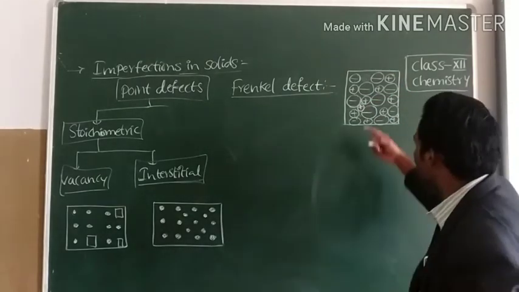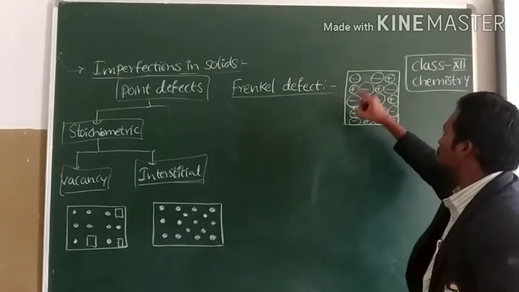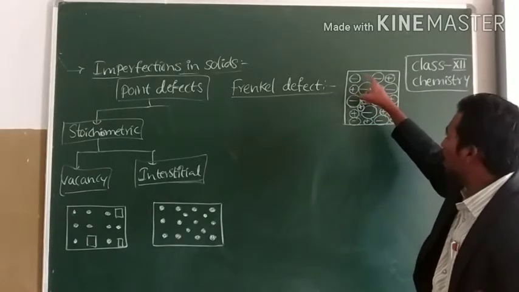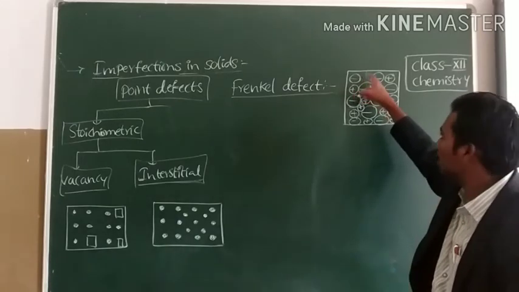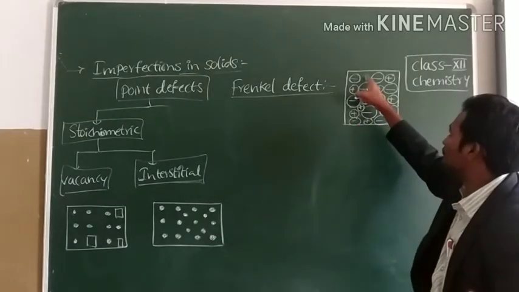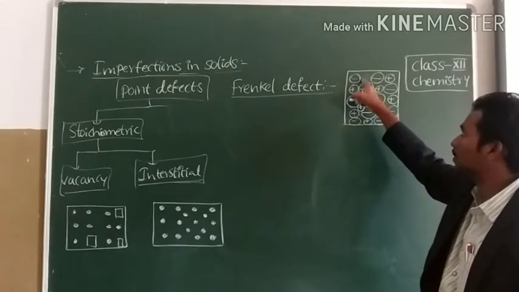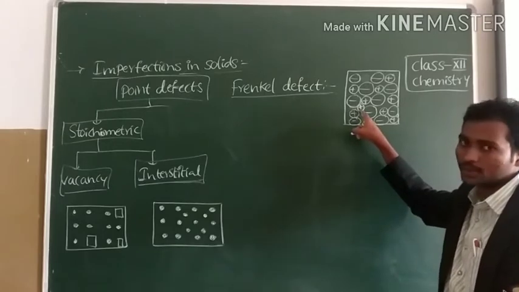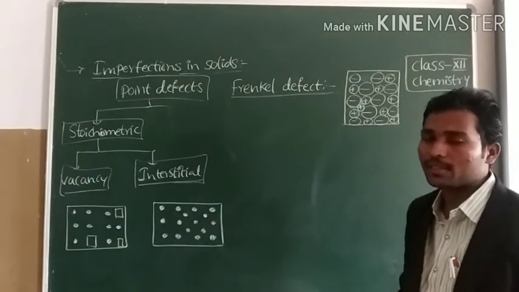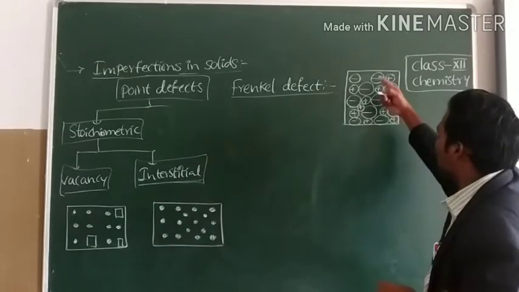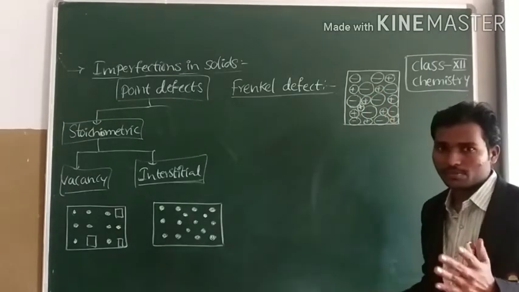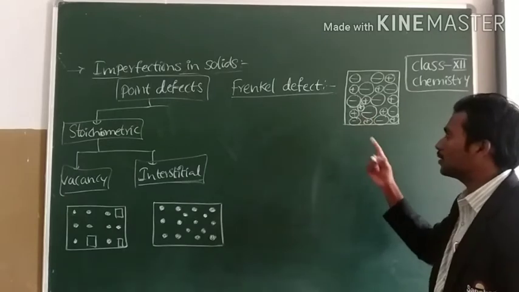Now, during this dislocation, it causes vacancy defect at its original site because there is no ion present here. So at the original site it causes vacancy defect, and at the new site it causes interstitial defect because an extra ion is present here. This is possible with the cation, because the cation is smaller in size. The cation dislocates from its original site to the new site, causing vacancy defect at its original site and interstitial defect at the new site.